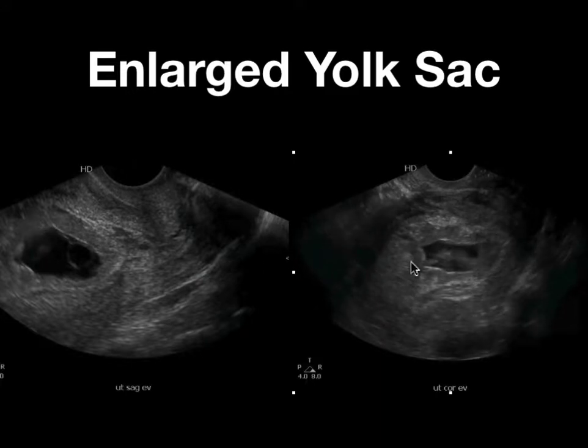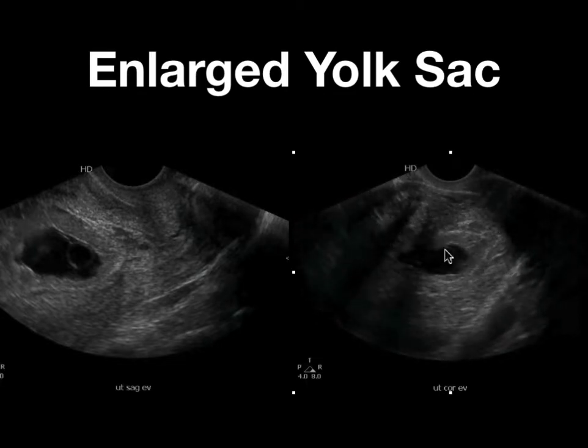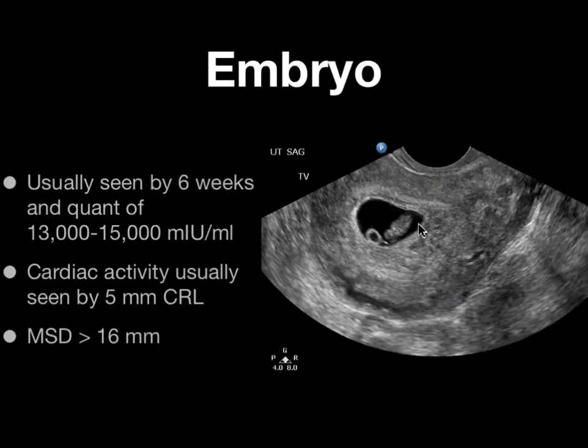And here we've got a transverse view. There's yolk sac, and you can see some of the amnion here. So this was a patient who had pregnancy failure. The fact that the yolk sac is enlarged would lead you towards the possibility that the patient had aneuploidy. Let's now look at the embryo. You're usually going to see this by about 6 to 6.5 weeks menstrual age and a quant of about 13 to 15,000.